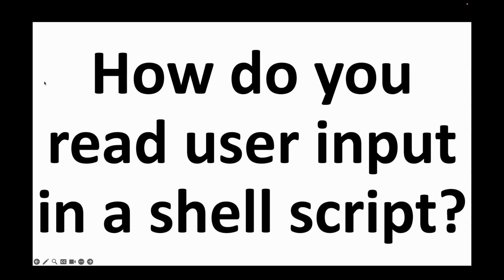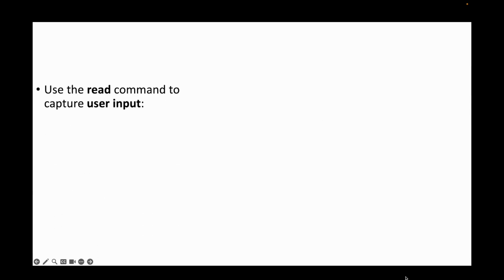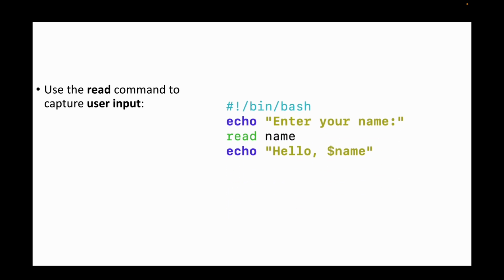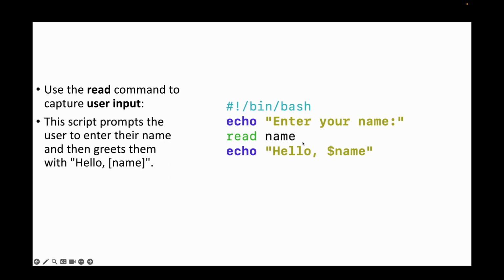The next question we have is, how do you read user input in a shell script? For this, we can make use of the read command to capture any inputs from the user when they're executing this script. For example, here we are first printing the statement, enter your name, and then we capture whatever the user inputs and store that inside this variable, and then we can display that variable, or use it within the script if you want. So this script will prompt the user to enter their name and then greet them with hello and whatever name they have entered.